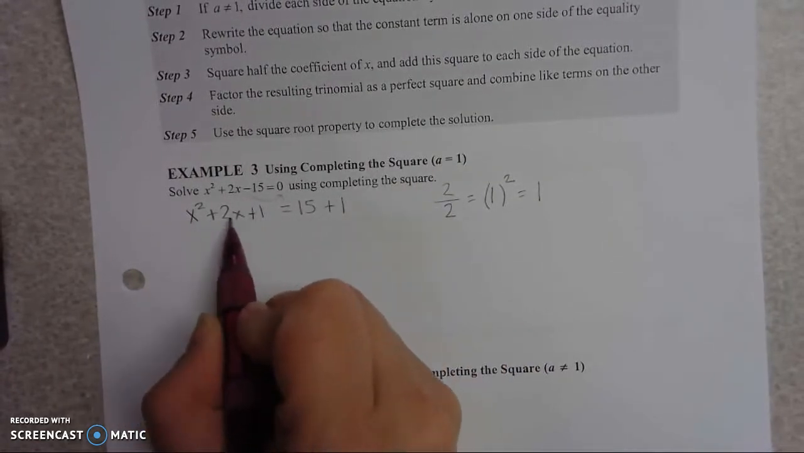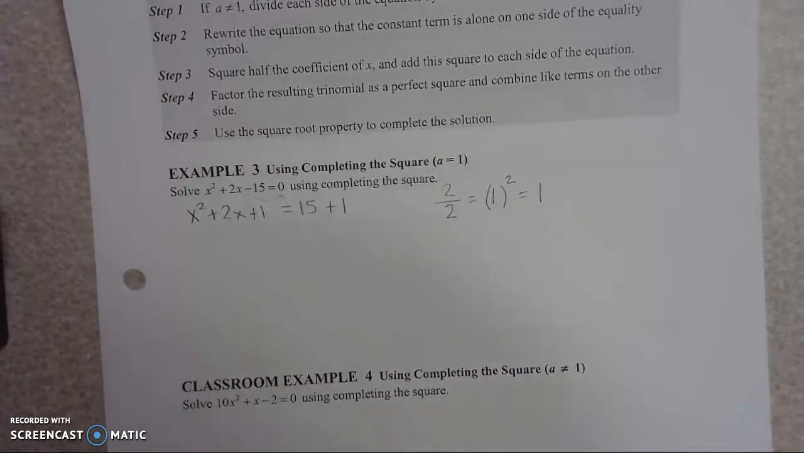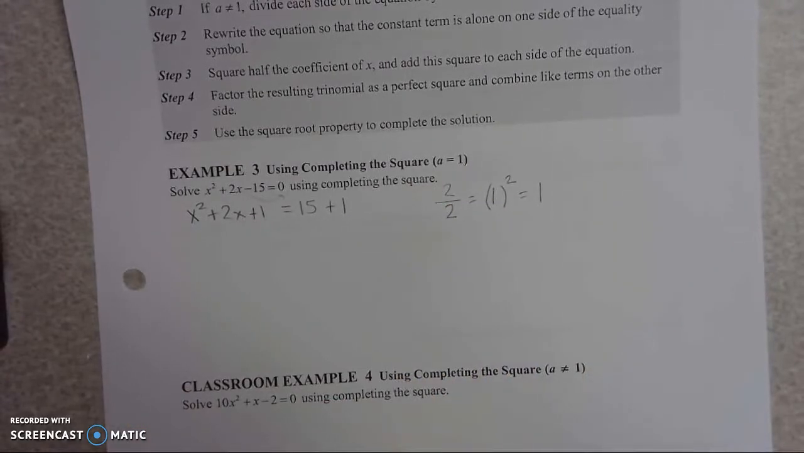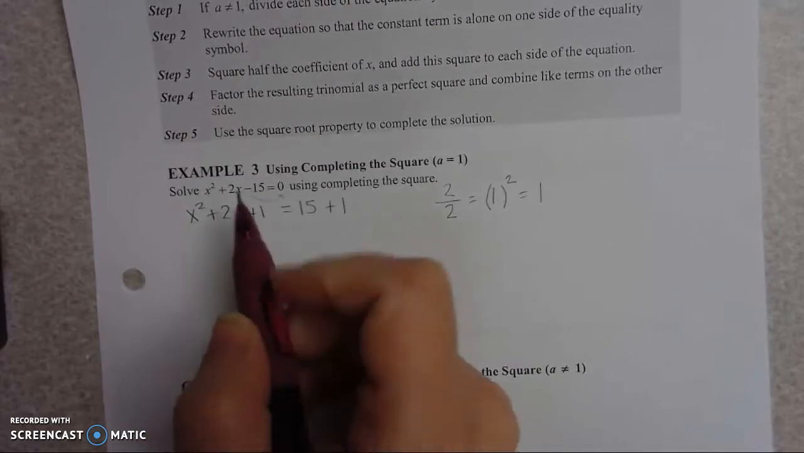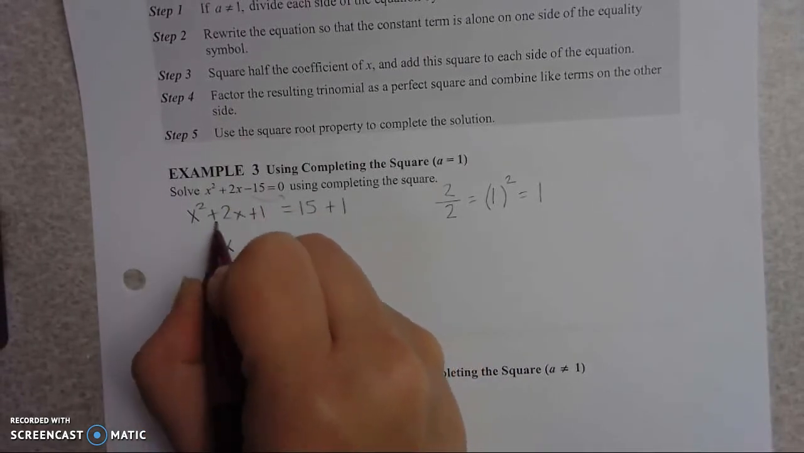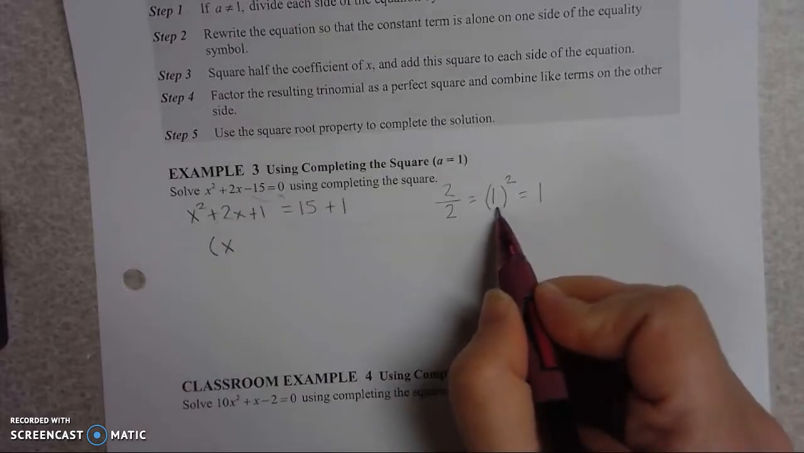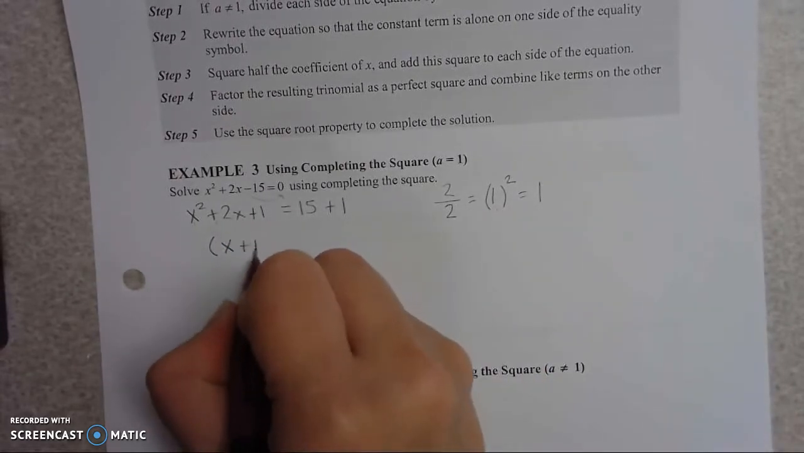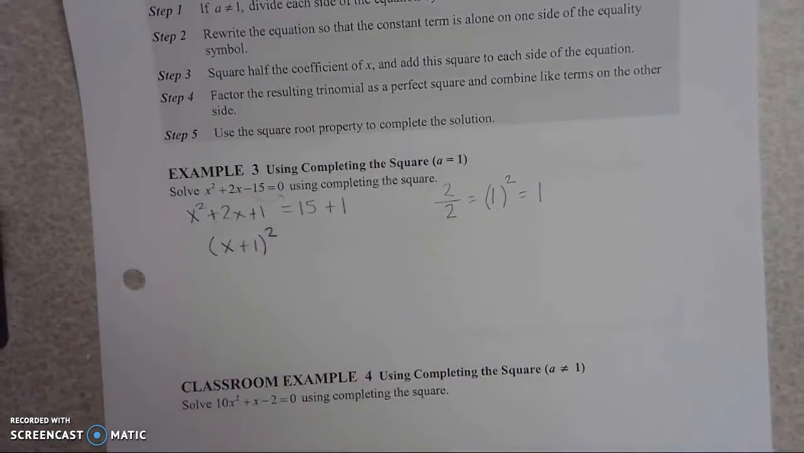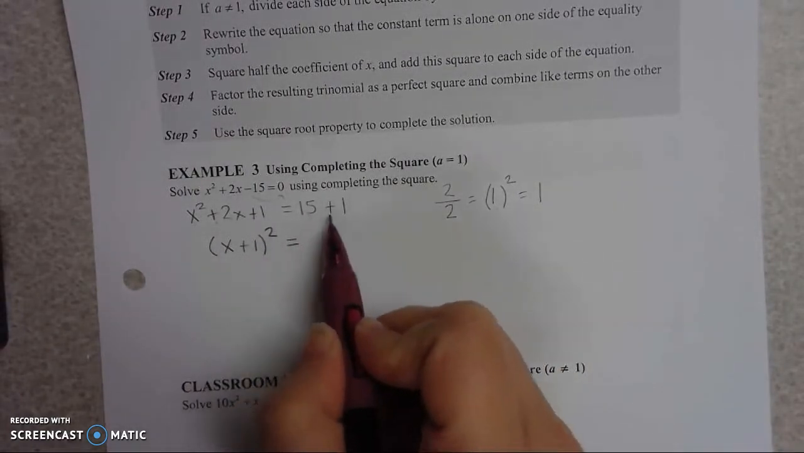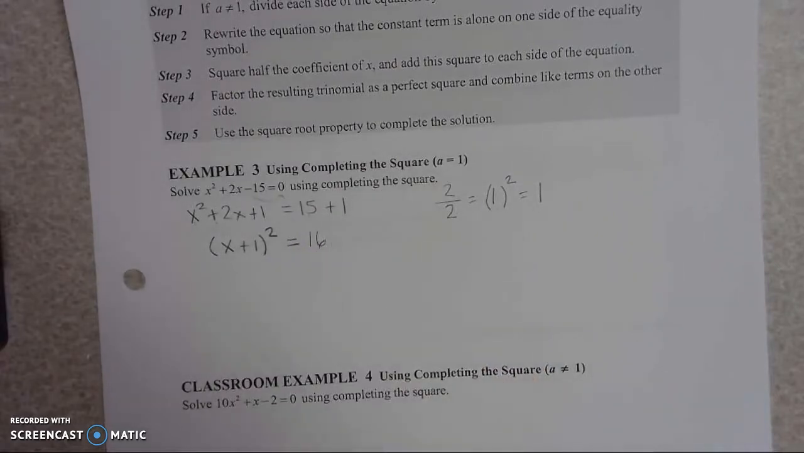Alright, now I have x squared plus 2x plus 1, which is a perfect square trinomial, meaning I can say a binomial times itself to give me this trinomial. And these are real easy to factor. You always just take the variable, then whatever you got when you took half. So when I took half of 2, I got a positive 1, and then you square it. Alright, so then 15 plus 1 is 16.